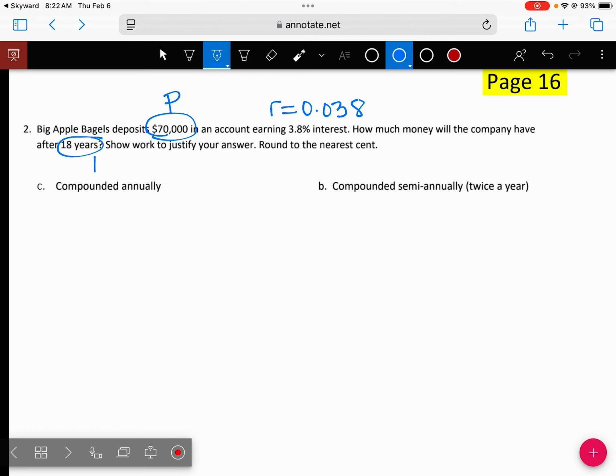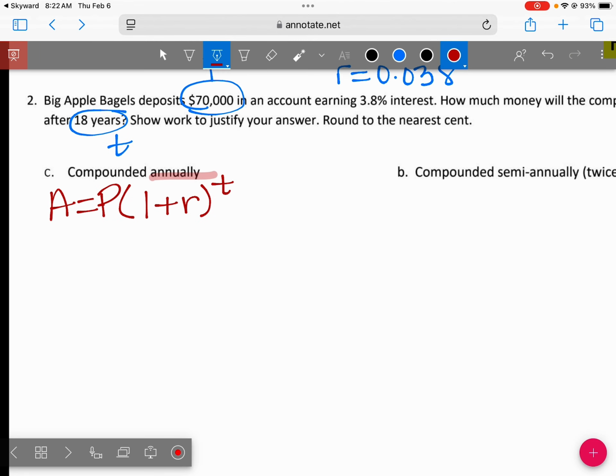So this is T. So looking on the back board, see, I wrote all 4 formulas that we have so far. The one at the top, that's what you use when it says annually. So compounded annually, this is our formula. So we have different formulas. We got to figure out when to use what. So we're going to type in our calculator, 7,000 times 1 plus 0.038 to the power of 18. Go ahead, type that in.